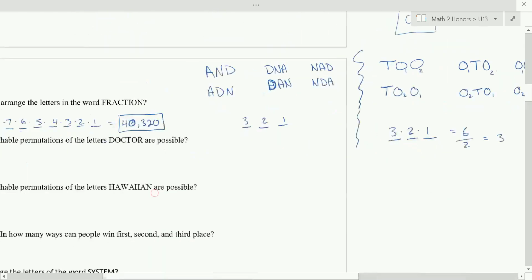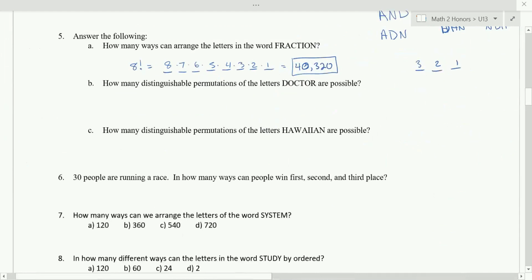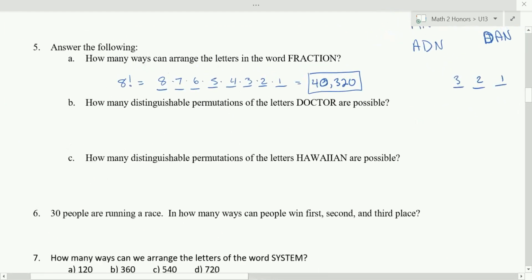Okay, so with that in mind, let's try part C, the word Hawaiian. A lot going on in that word. First of all, how many letters are there? 8 letters, okay? So I know I'm going to go 8 times 7 times 6 times 5 times 4 times 3 times 2 times 1.